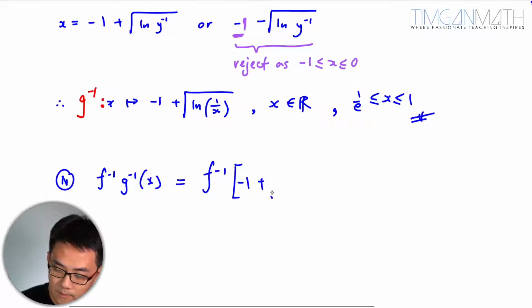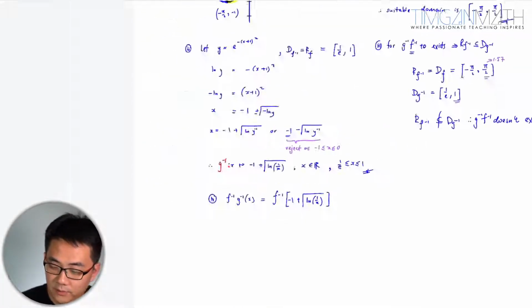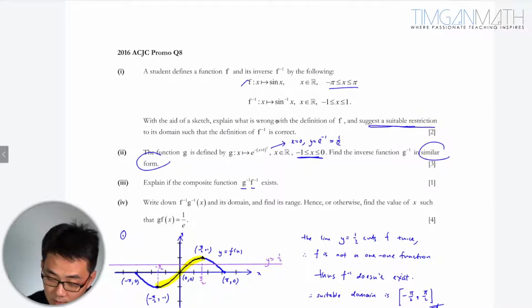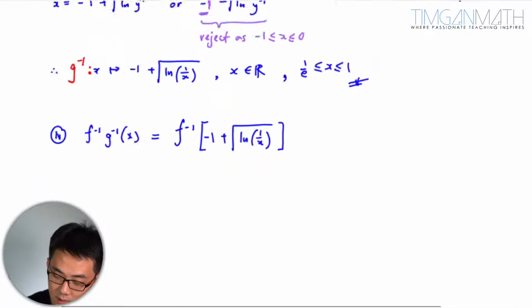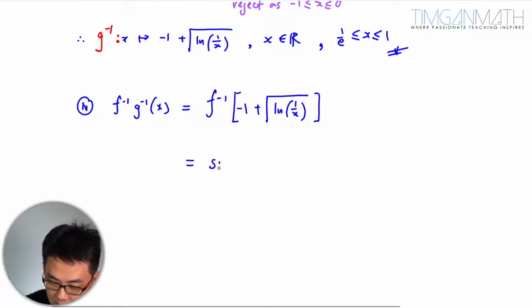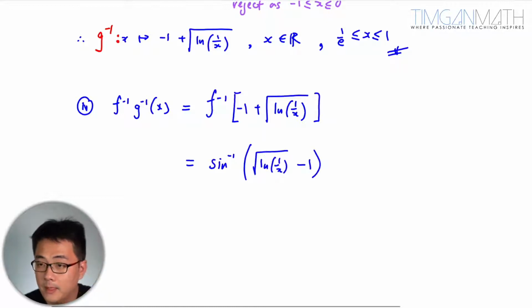And f inverse will be this function here, which is sine inverse. So this is actually just sine inverse of ln 1 over x minus 1.